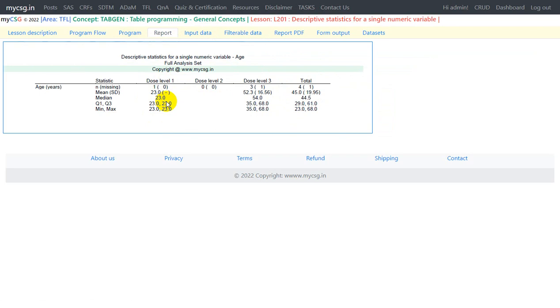So this is how we can generate a descriptive statistics table for a single numeric variable, but this same concept can be reused for however many numeric variables you may have in the report.